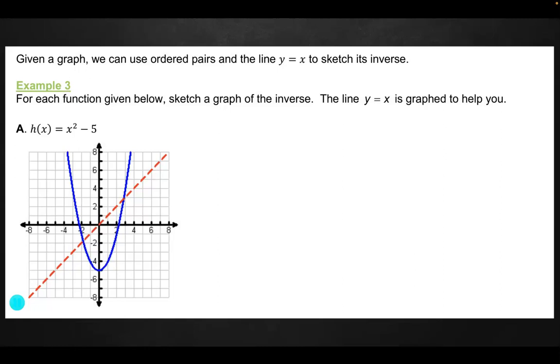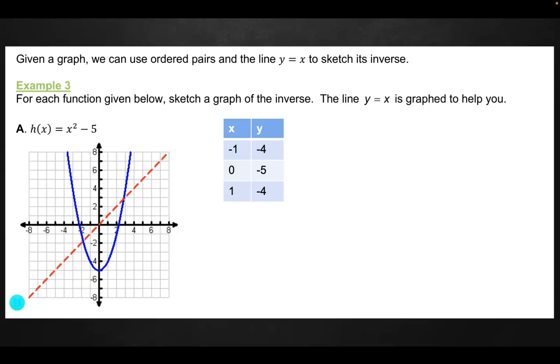Okay, here in example 3, I'm given a graph of a parabola. Here I have h of x, and I have x squared minus 5. Now I could use ordered pairs that I can find from my graph, and I can also use the line y is equal to x to help me to sketch the inverse. So what I'm going to do is find 3 points for right now. You can find more than 3, you can find 5 if you'd like.